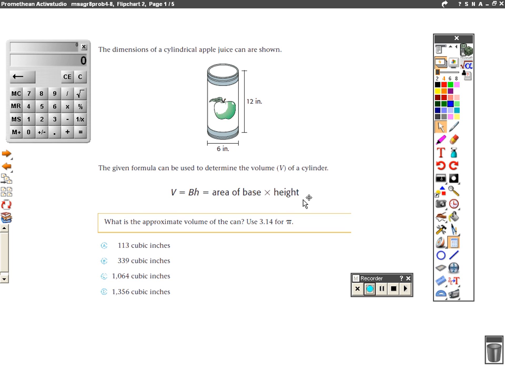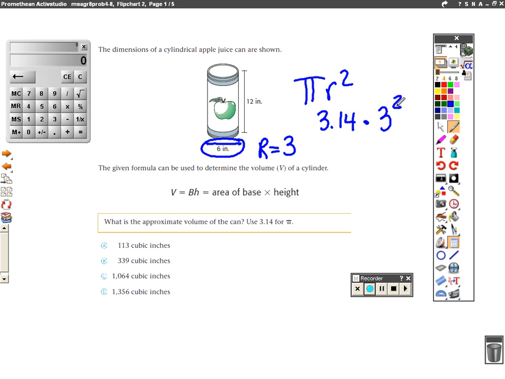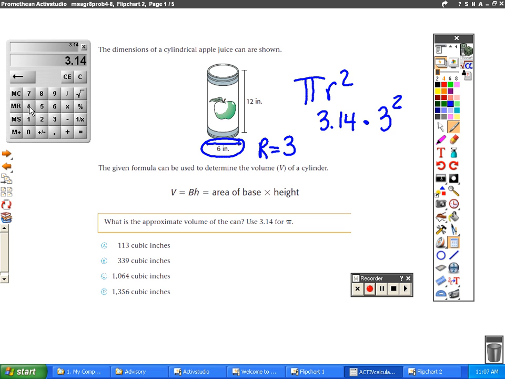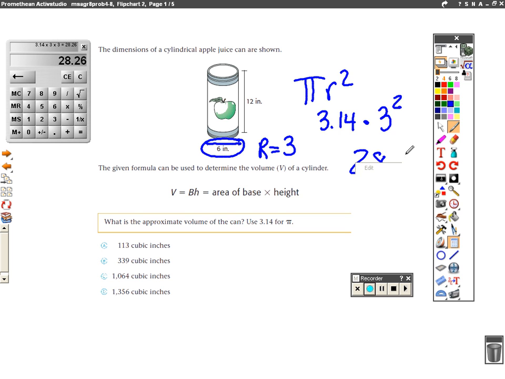So my base shape is a circle, so I need to find the area of a circle, and that is pi r squared. And 6 is all the way across, making it the diameter. So my radius is really 3. So I need to do 3.14 times 3 squared. And remember, 3 squared means 3 times 3, not 3 times 2. So I'm going to do 3.14 times 3 times 3, and I get 28.26.